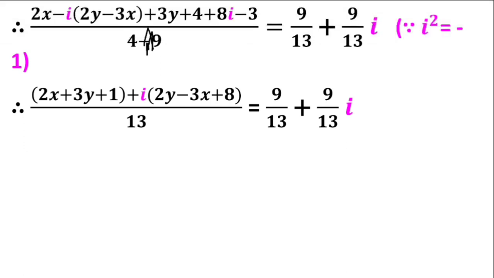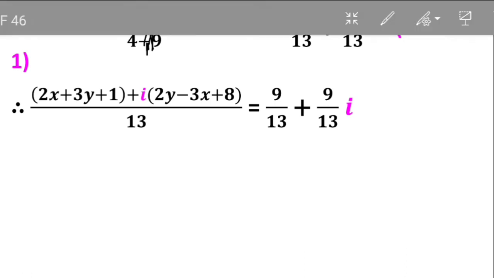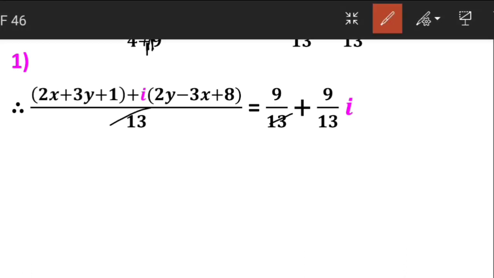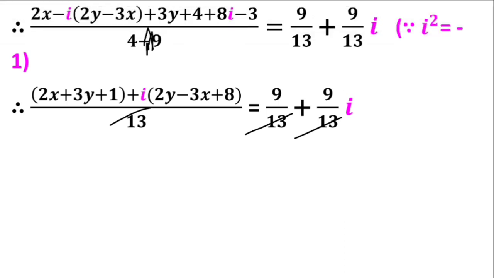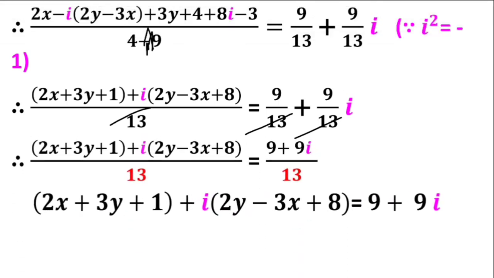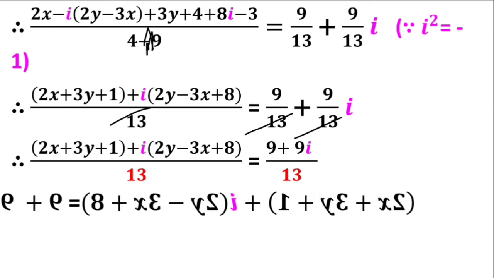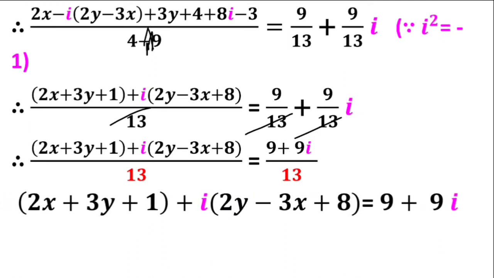Now you can cancel 13 also. It's very simple, 13 gets cancelled, that is 9 plus 9i, that is a better option. You will get 2x plus 3y plus 1 plus i times (2y minus 3x plus 8) is equal to 9 plus 9i. So by equality of two complex numbers, you will get 2x plus 3y plus 1 is equal to 9, and this bracket is equal to 9.